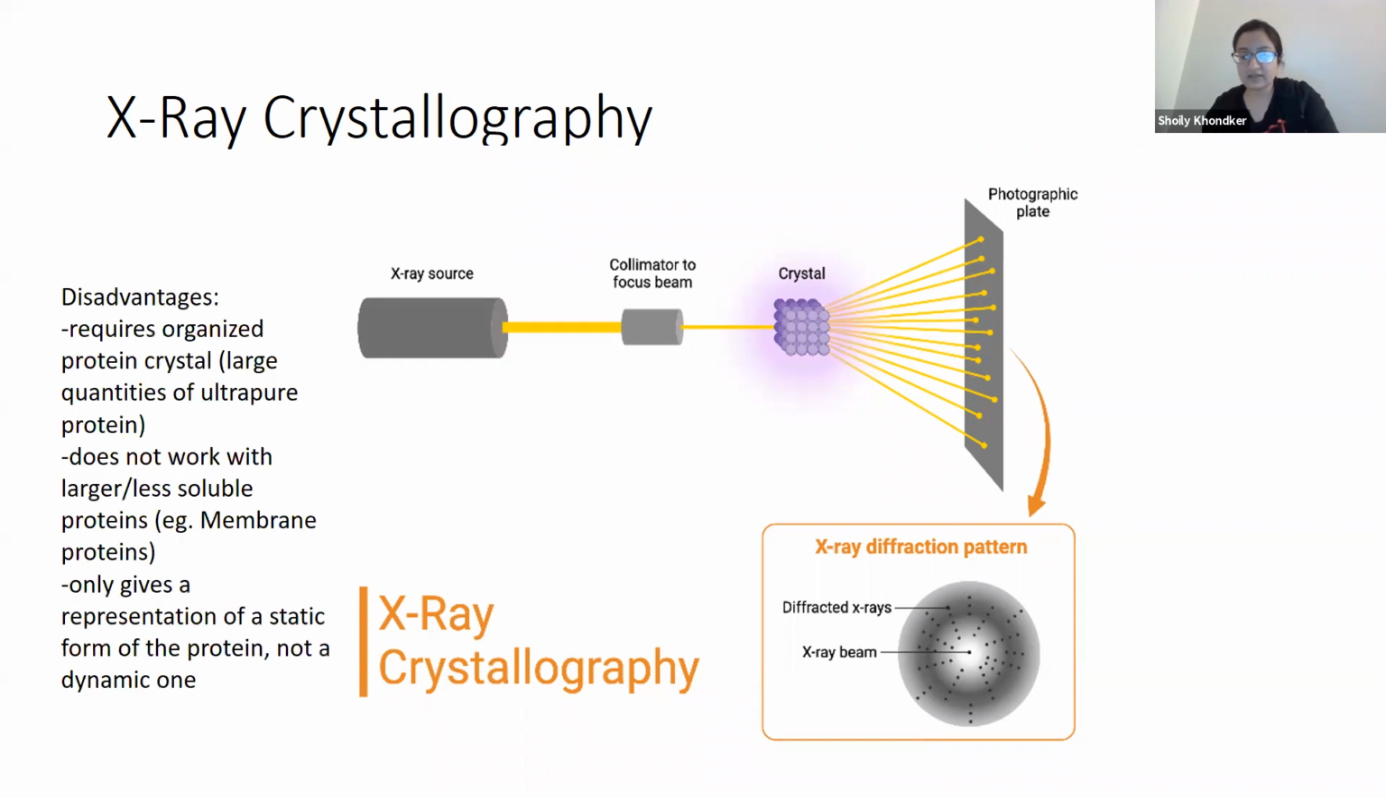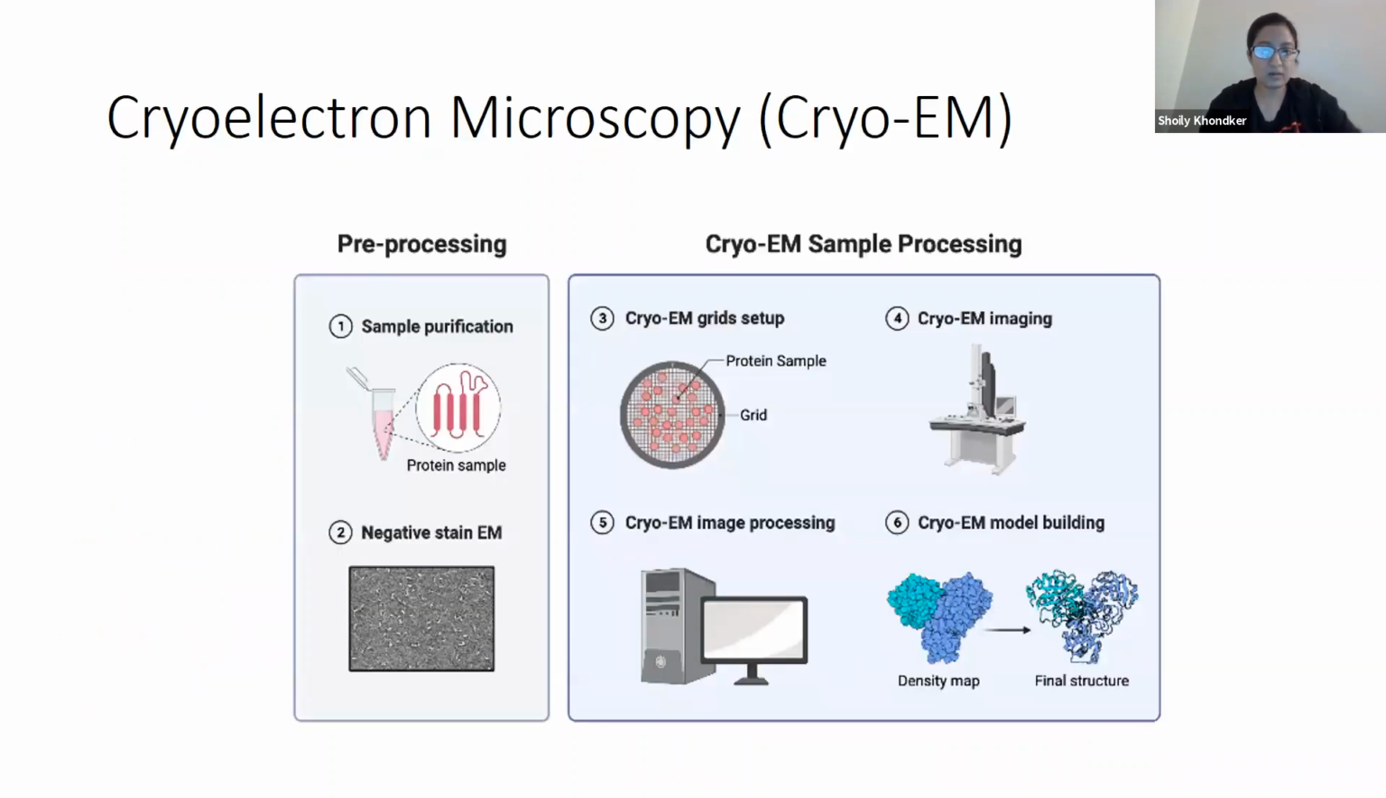the protein structure. Some of the major disadvantages of X-ray crystallography is that it requires an organized protein crystal, which requires large quantities of ultra-pure protein. This doesn't work as well with larger or less soluble proteins, for example, membrane proteins. And it only gives a representation of the static form of a protein as opposed to a dynamic one. One way around these drawbacks is the use of cryo-electron microscopy.